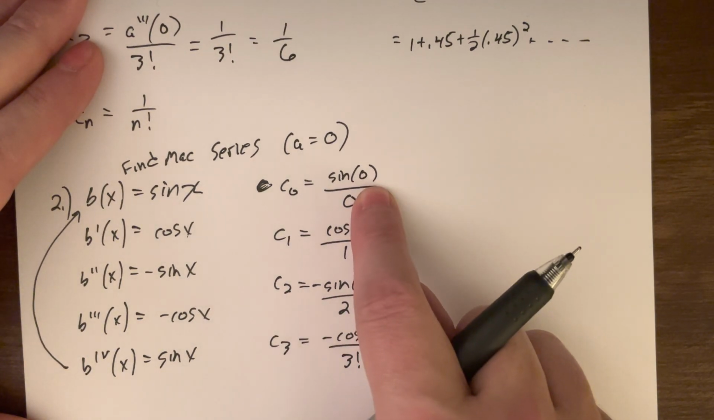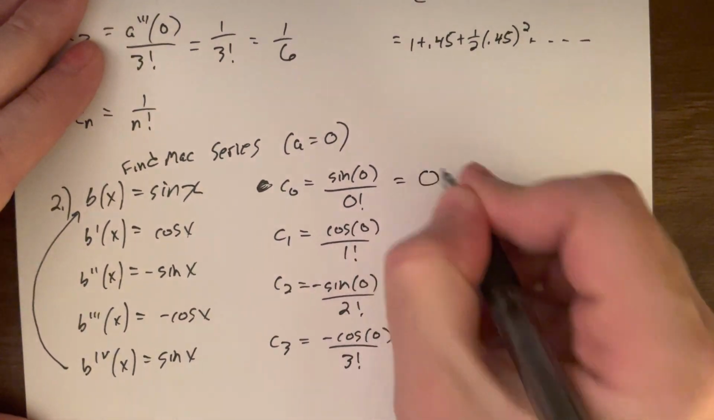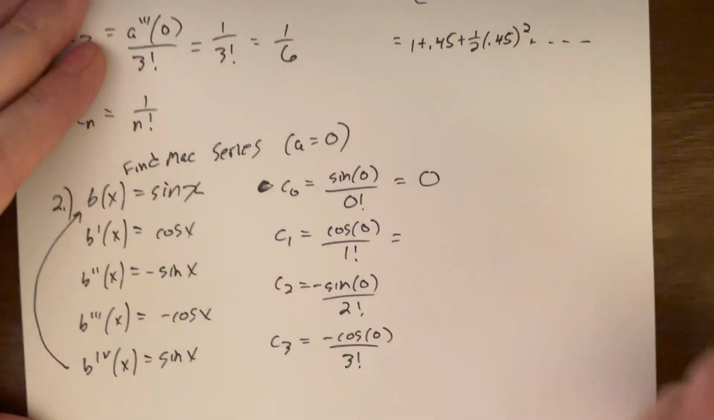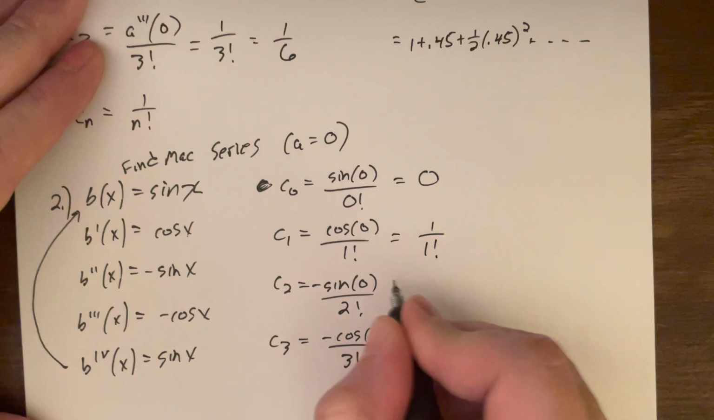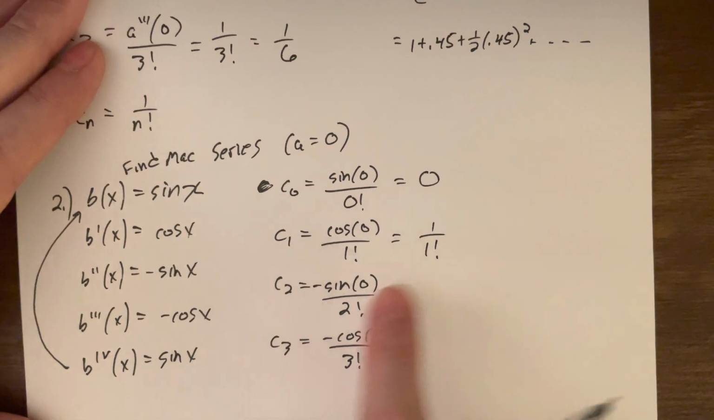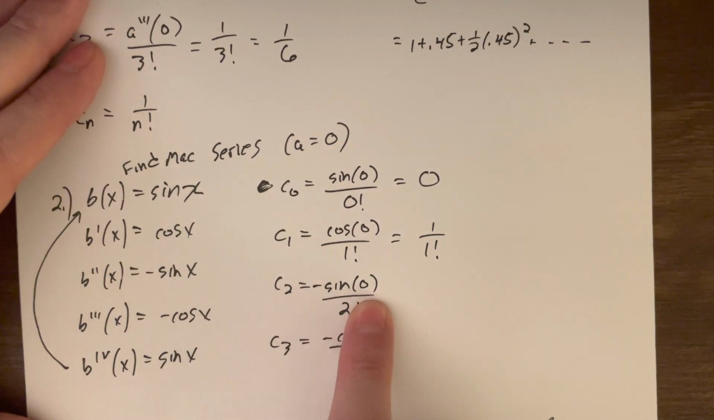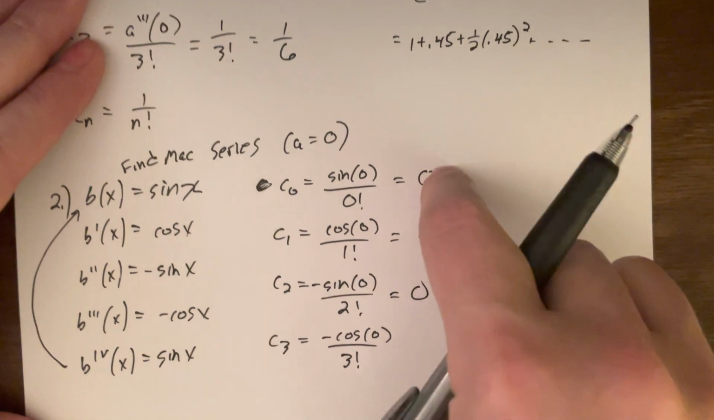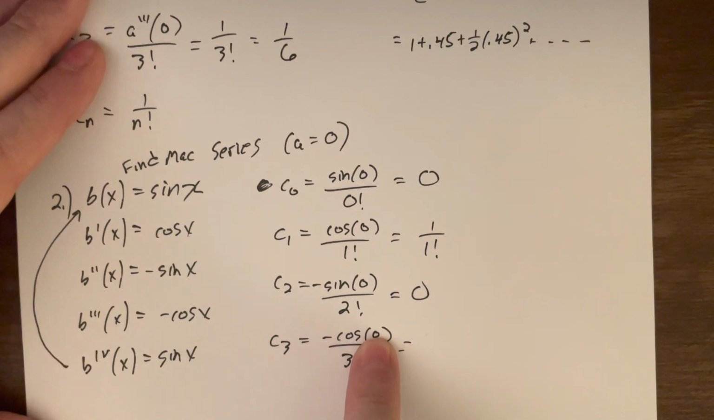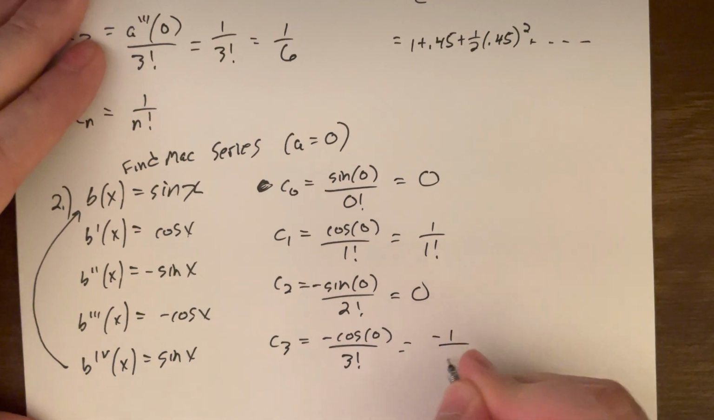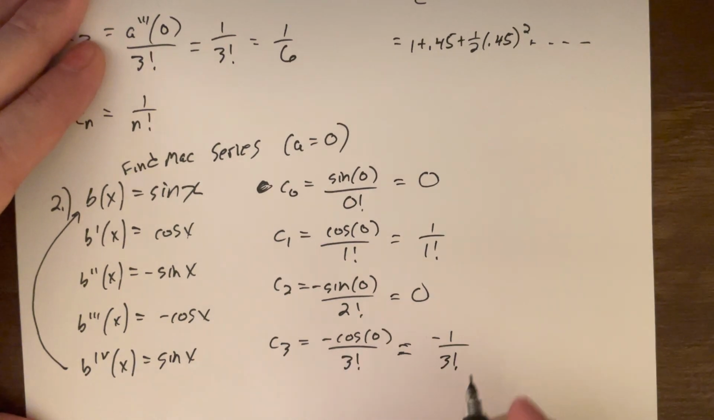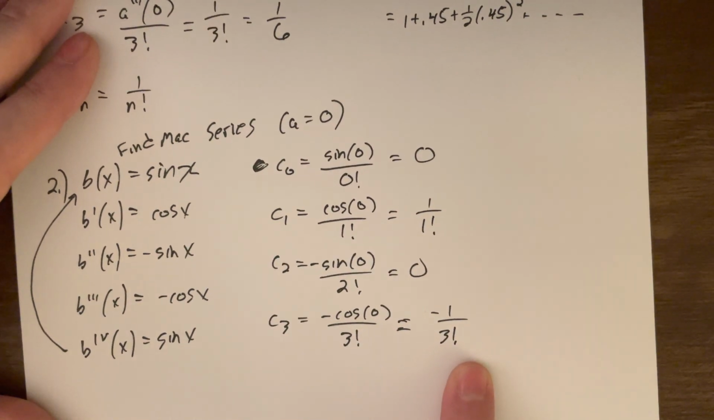Sine of 0 is 0. So 0 over anything is 0. Cosine of 0 is 1, so I get 1 over 1 factorial. Sine of 0, I know it's negative, but it's still sine of 0, so I get another 0. And now I get cosine of 0, but this time I get negative 1 over 3 factorial.